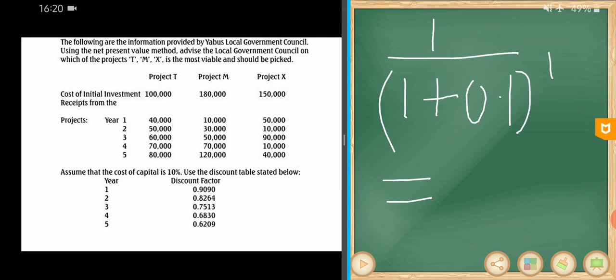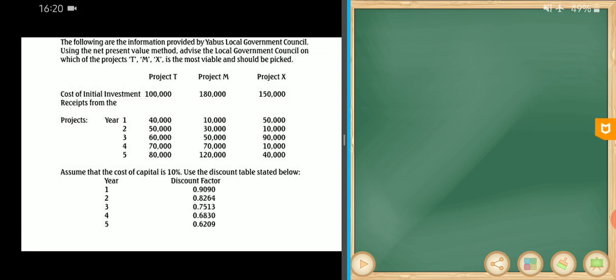If you try it with your calculator, you will see that you get the same value, which is 0.9090. The same thing with year 2. It will be 1 over 1.1, and this power will change to 2, so you will get your value, which is 0.8264, and so on and so forth. That's how you do it for year 1, year 2, year 3, year 4, year 5, up to the number of years asked in the question.